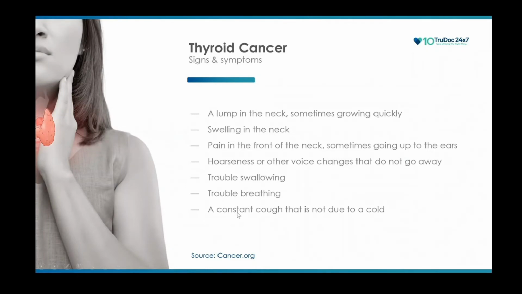As I mentioned before, it's very difficult for us to differentiate a thyroid nodule from cancer on physical examination. So the doctor needs to do a fine needle aspiration biopsy to tell whether it is a cancer or a nodule. 90% of the time, if there is a thyroid nodule, it can be excised and you should be fine within the next few months of treatment.